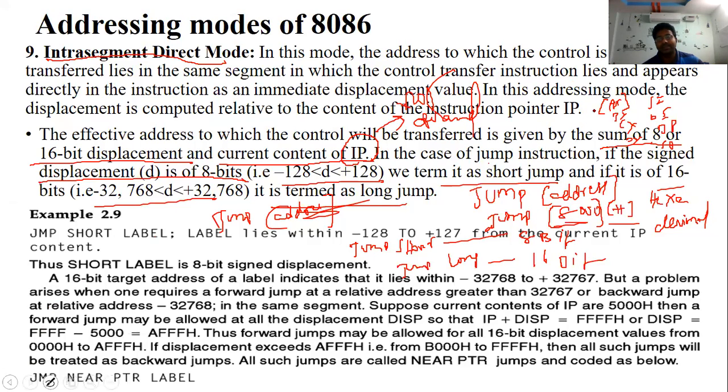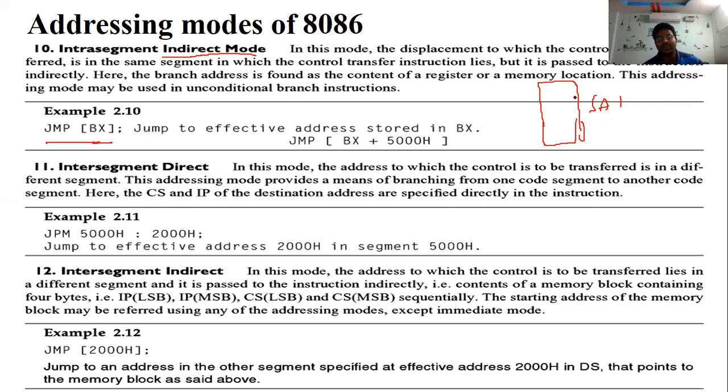For suppose this is segment one, the same segment from this location to this location. So JMP BX: BX has some value, suppose 8000h. The CPU first points to the BX register, identifies the value 8000h, then goes to that memory location, 8000h. There it has some data. So the microprocessor goes to this memory location.